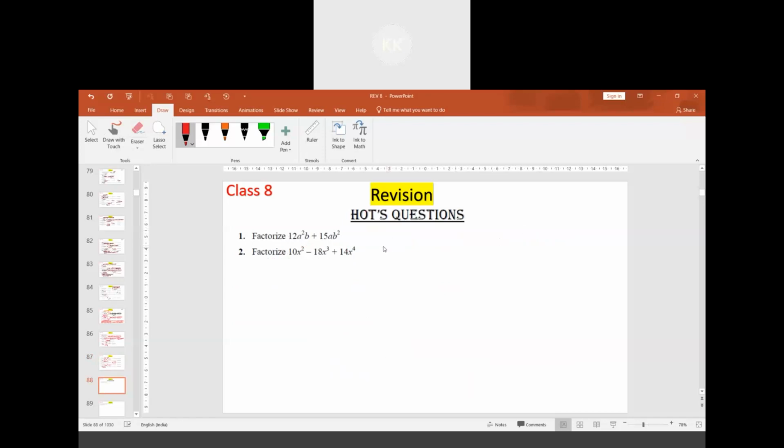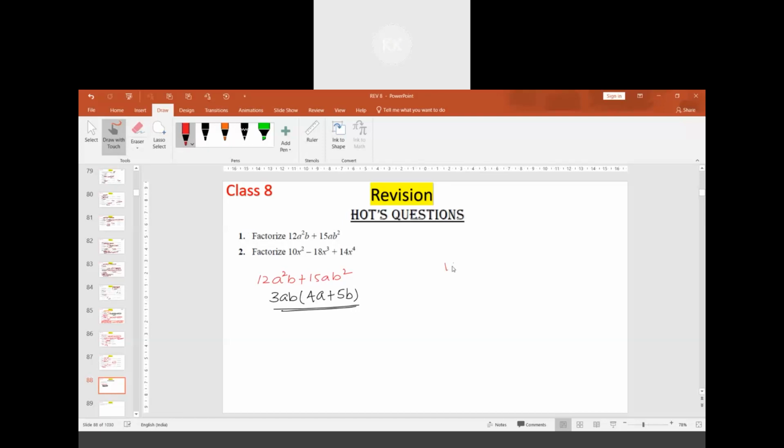Now we have higher order thinking skill questions. In some slides, I have taken 2 questions, and in some slides, 3 to 4 questions. In this slide, there are 2 questions. In the first, we can consider 3ab as common. If 3ab is taken as common, we get 4a plus 5b. Further, we cannot do anything. That itself is the answer.